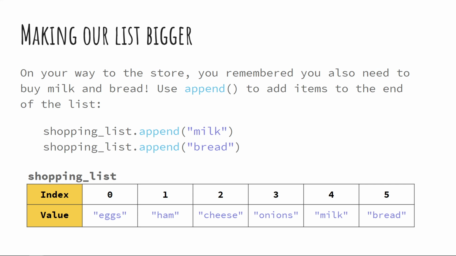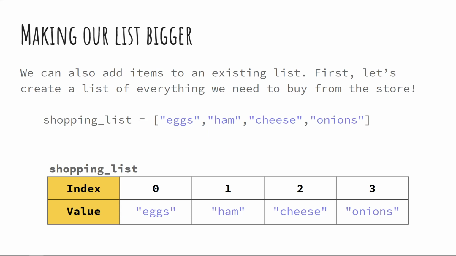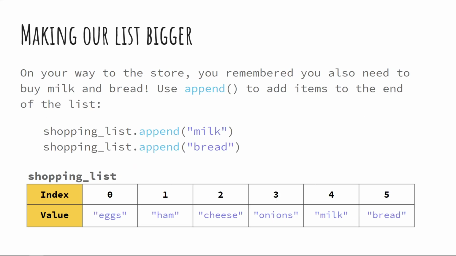So I'm going to just go back one slide so you can see in order we have eggs, ham, cheese, and onions. That's in the same order that we said in our code. Here we still have eggs, ham, cheese, and onions as the first 4 elements. And then at the end we have milk, and after that we have bread, because we added those in that order of milk, then bread. So it always adds to the end of the list.